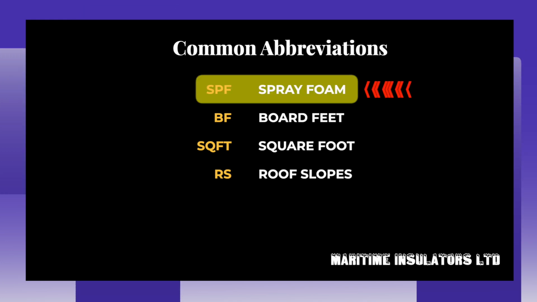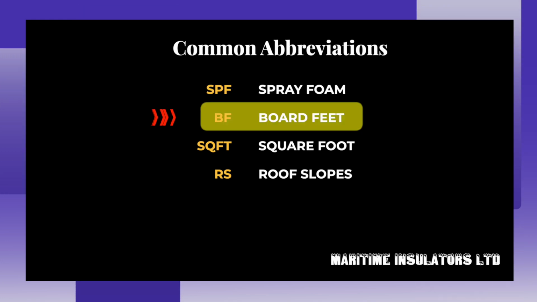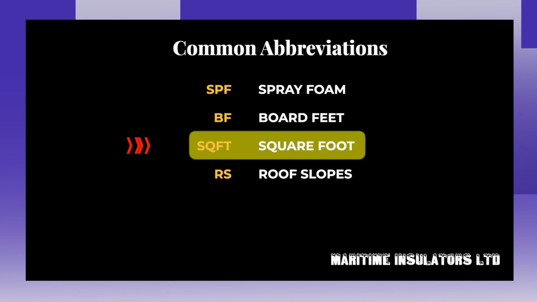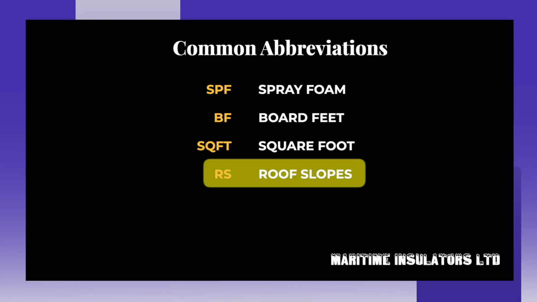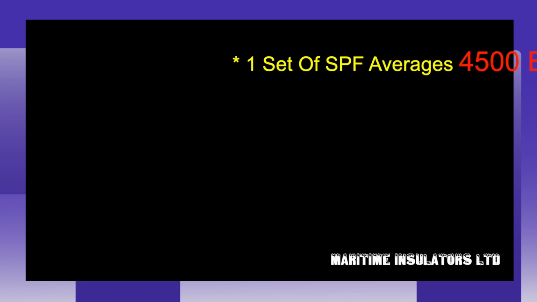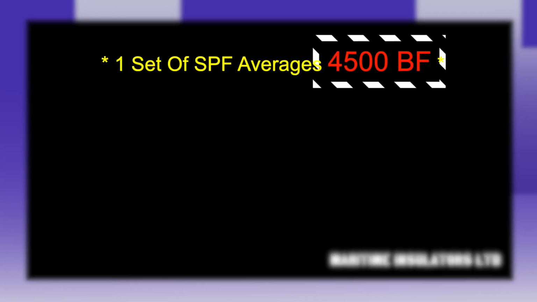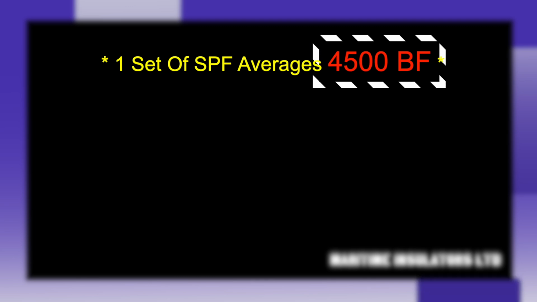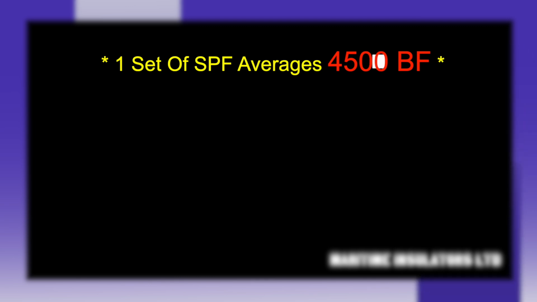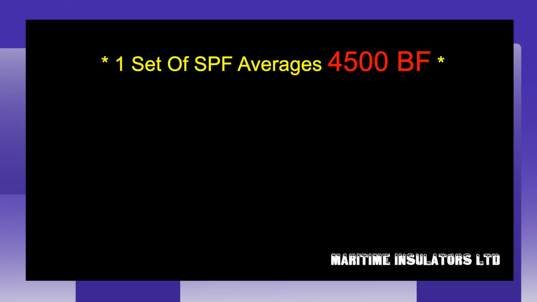SPF, spray foam. BF, board feet. SQFA, square footage. RS, roof slopes. A conservative estimate for a single set of closed-cell spray foam is 4,500 board feet. So the actual amount of foam used should not exceed this figure.